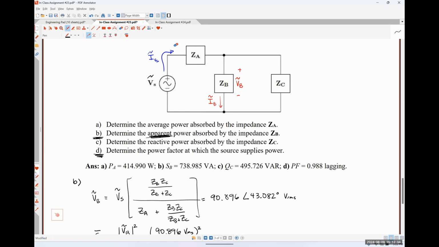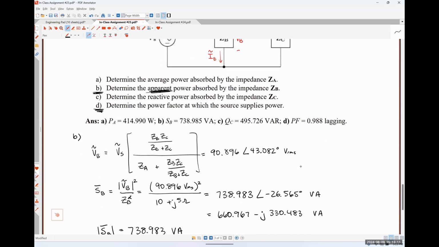So, I think that we could find IVS by applying Kirchhoff's current law at this node, right? So the current flowing in is IVS, and the current flowing out is VB, which we already know, divided by ZB, plus VB divided by ZC. So that, to me, seems pretty simple. Finding the equivalent impedance is also pretty simple. So I need you guys to tell me which way we're going. Let's do Kirchhoff's current law, okay, since we already know VB.